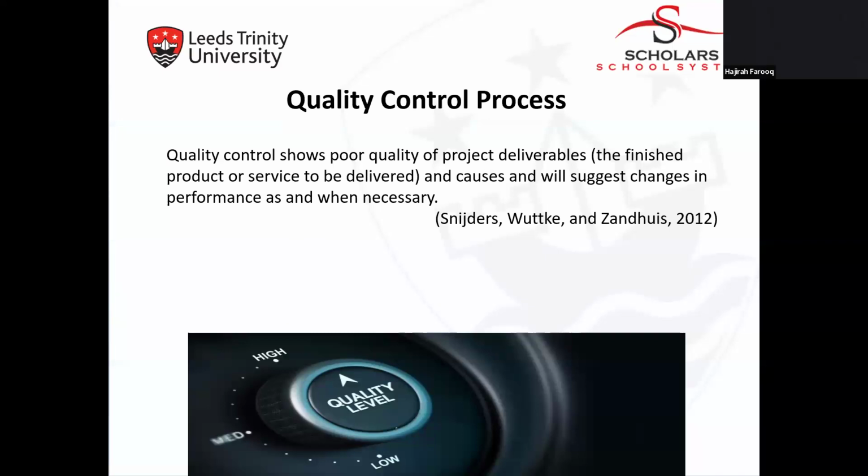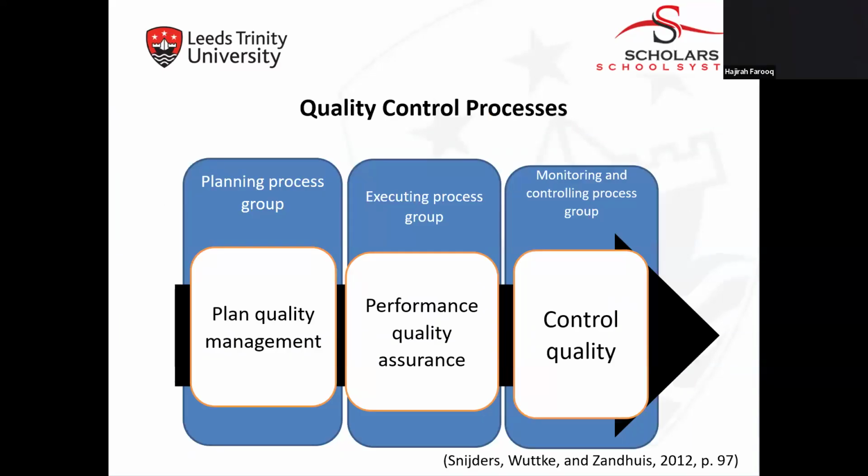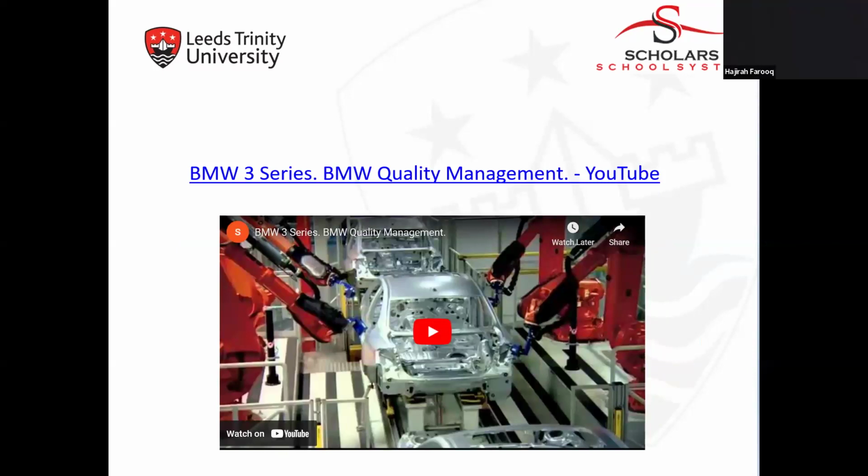And then we discussed the definition of quality control process, which is that the quality control shows poor quality of project deliverables, the finished product or service to be delivered, and causes and will suggest changes in performance as and when necessary. We discussed a little more about the quality control process, and then we watched a video about the BMW 3 Series quality management.